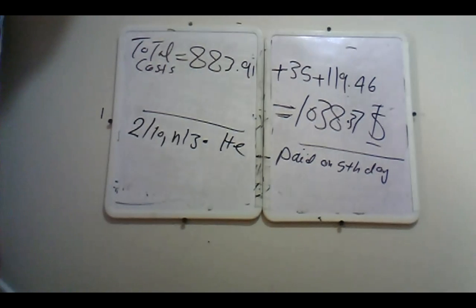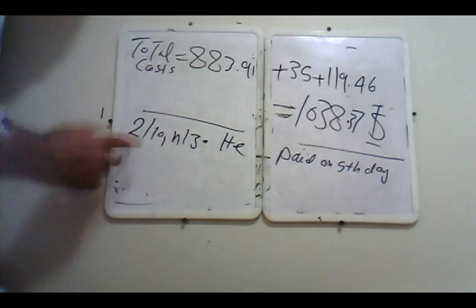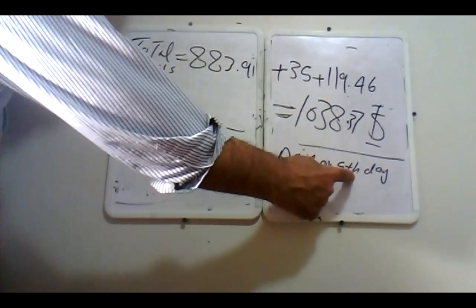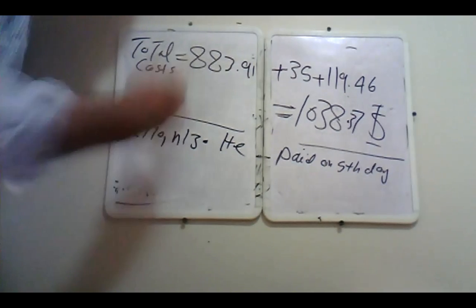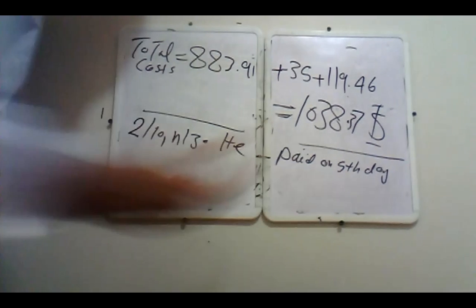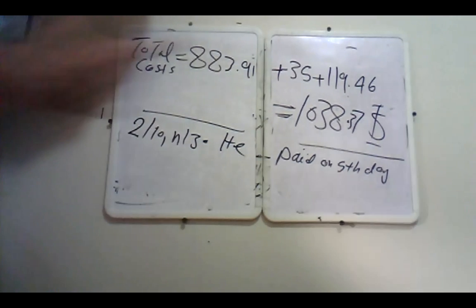Is there another payment? Yes, there is another discount, which is 2%, because he paid on the 5th day. He will get the benefit of the 2% if he paid within 10 days. But he paid on the 5th day. That means he deserved to take the discount.